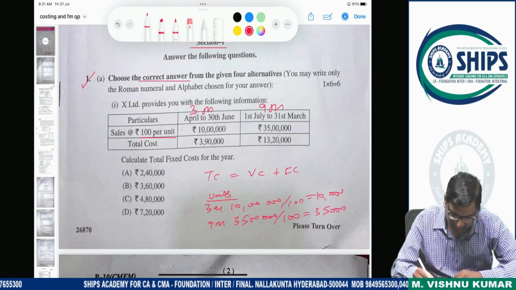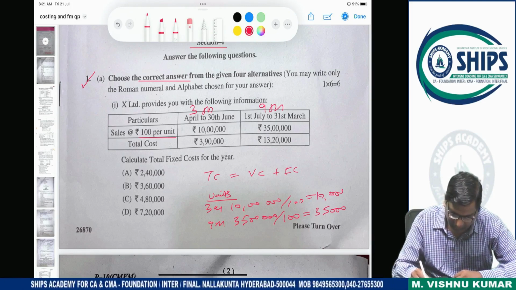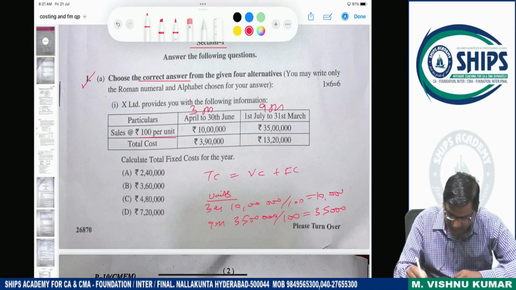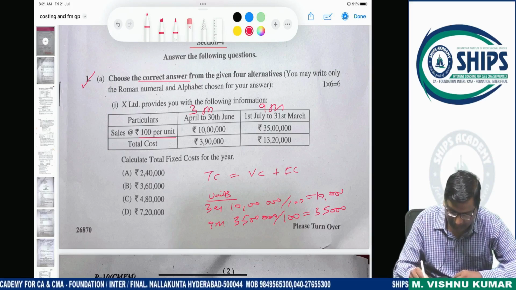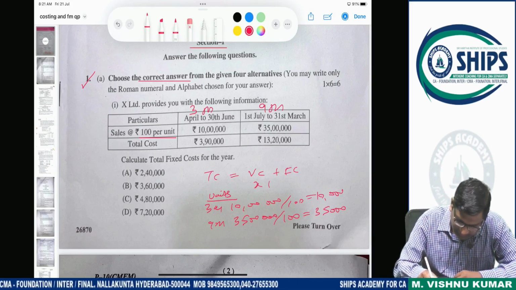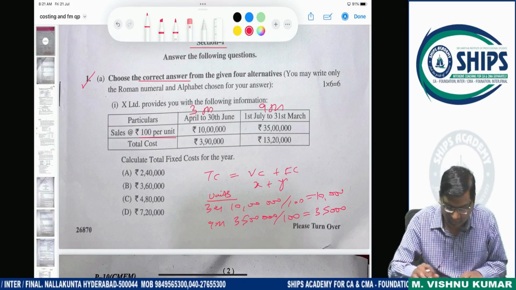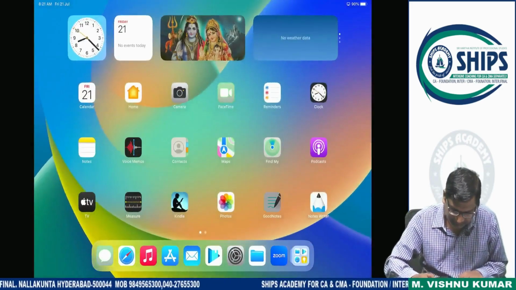Now variable cost is, and you have to calculate on this, 10,000 into variable cost and 35,000 into variable cost. So we are assuming variable cost as X, fixed cost as Y. You have to frame one equation here. Now you can see the answer.